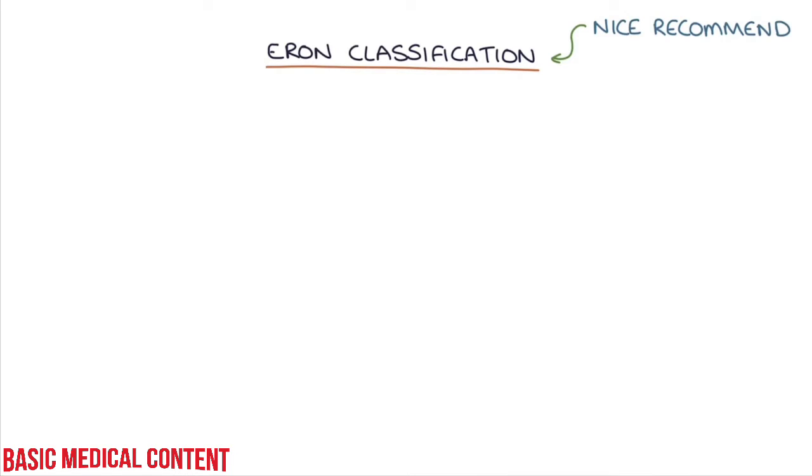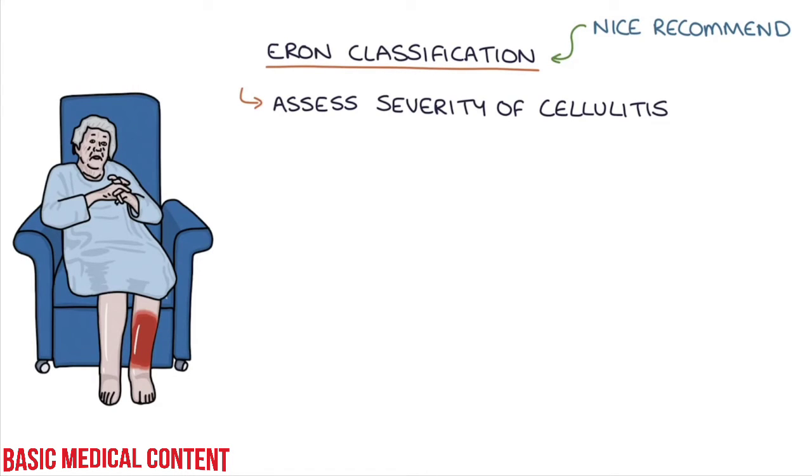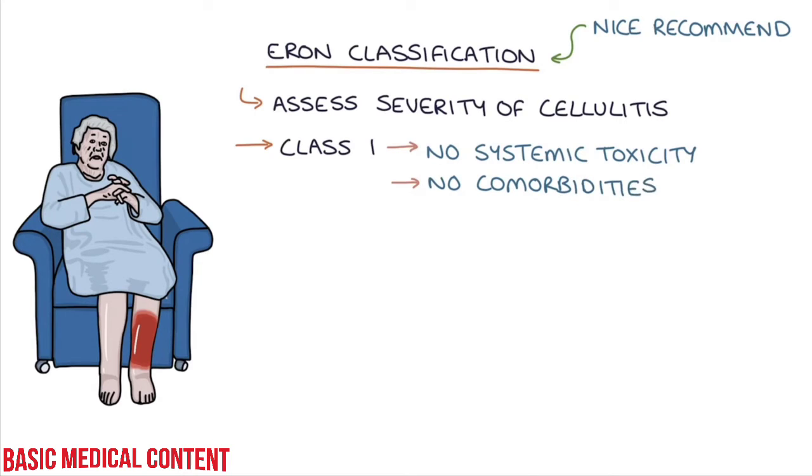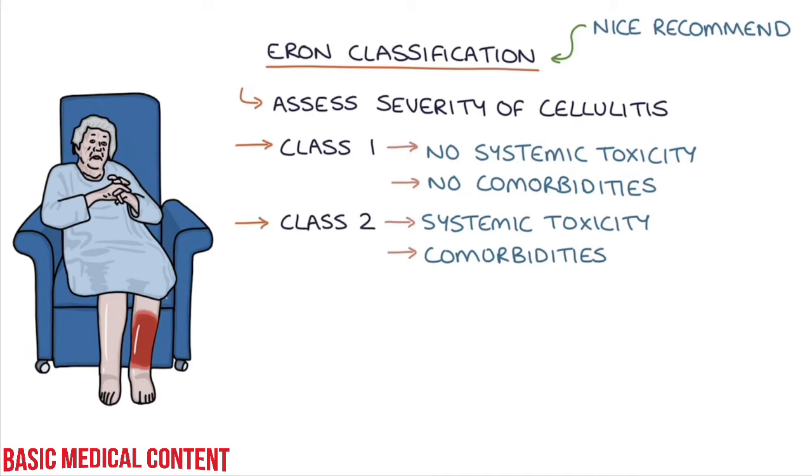There's something called the ERON classification, which you should be aware of, as this is the classification system which NICE recommends for assessing the severity of cellulitis. Class 1 is where there's no systemic toxicity or any comorbidities. Class 2 is where there's systemic toxicity, so they're systemically unwell, or the patient has some sort of comorbidities.